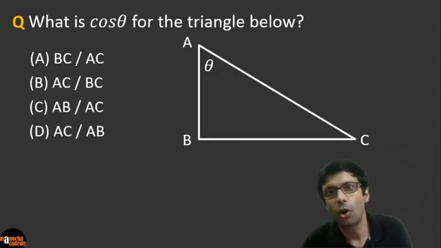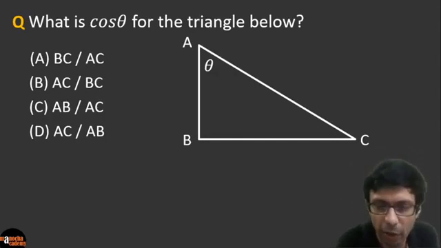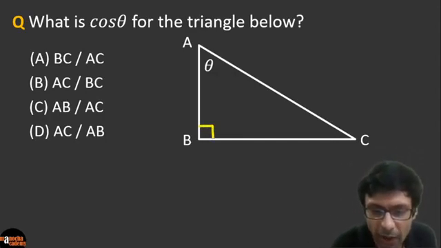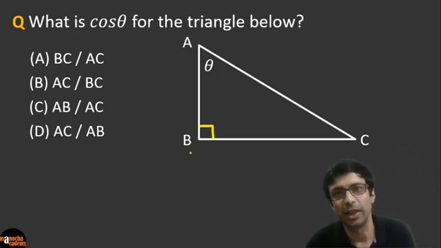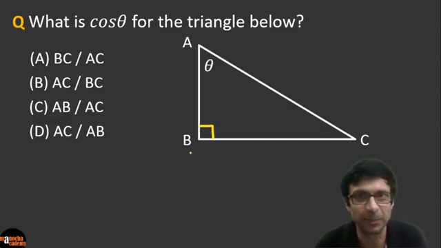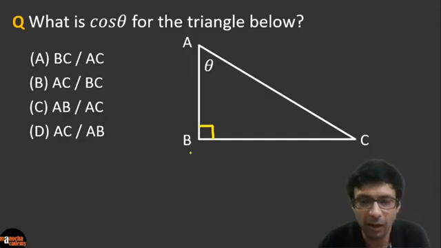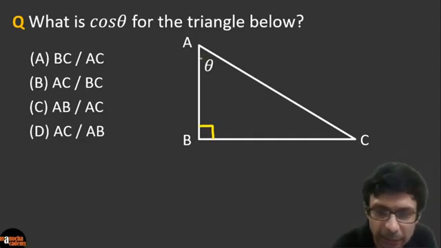So what is cos theta for the triangle below? And this is again a right angle triangle which is right angled at B. So guys, which option do you think it is? I have 4 options here, A, B, C and D for you. So guys, what do you think is the right answer here? So what is cos theta, where the angle theta is here? So this is our angle theta, right? Can you see that?